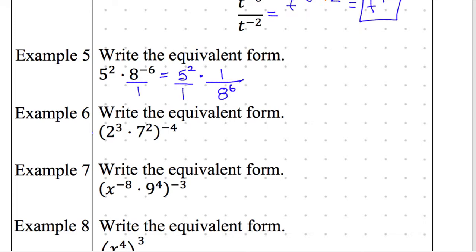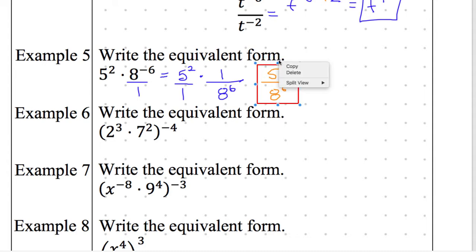So from here, I can multiply straight through. Whenever you have multiplying, it's the easiest thing with fractions. Multiply straight through. I'm just multiplying the tops. 5 to the power of 2 times 1 is just 5 to the power of 2. All divided by, well, 1 times 8 to the power of 6 is 8 to the power of 6. There's my answer. That is an equivalent form. There are multiple equivalent forms when you're going to be on Khan Academy.